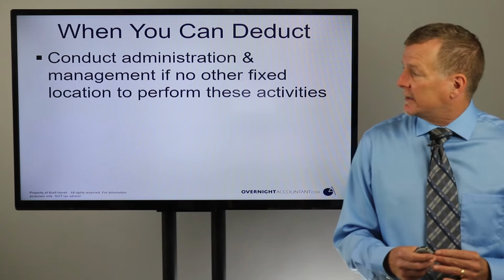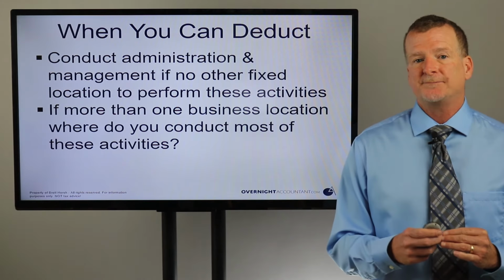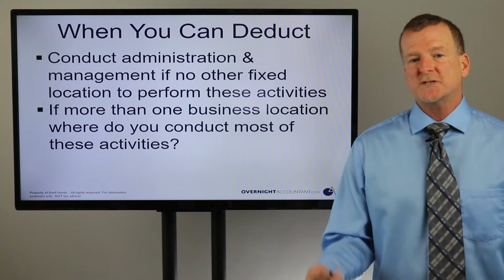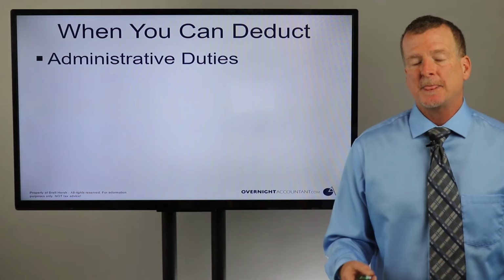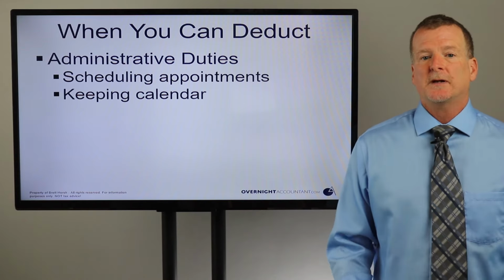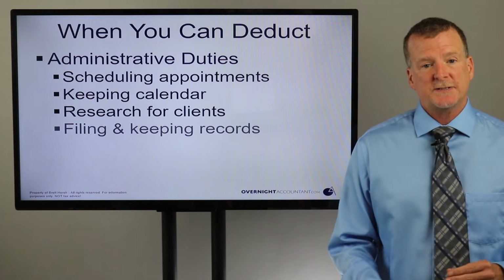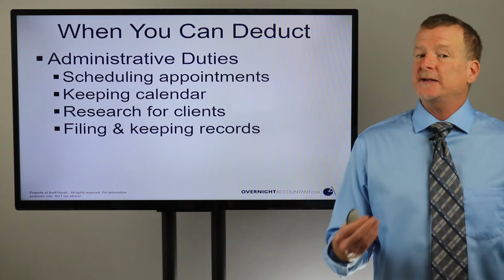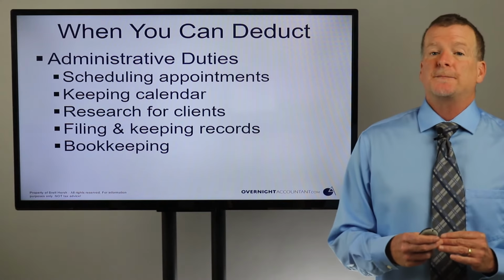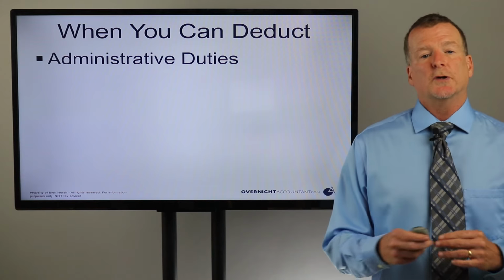Now, conduct administrative management. If you have no other fixed location to perform these activities, or if you have one or more business locations, where do you conduct most of these activities, which we'll be discussing in a second. These administrative duties can consist of scheduling appointments, keeping your calendar, researching for clients, where you keep your filing and keeping records, the computer that you use, the desk that you use to research listings, where you make appointments, where you do your bookkeeping.